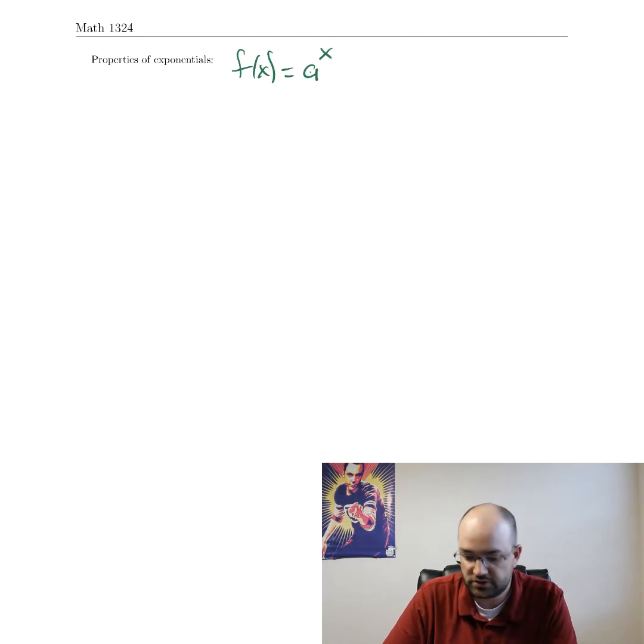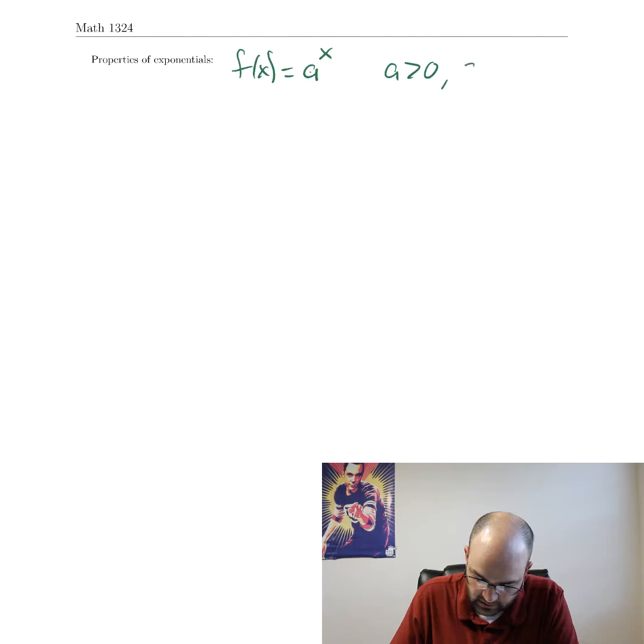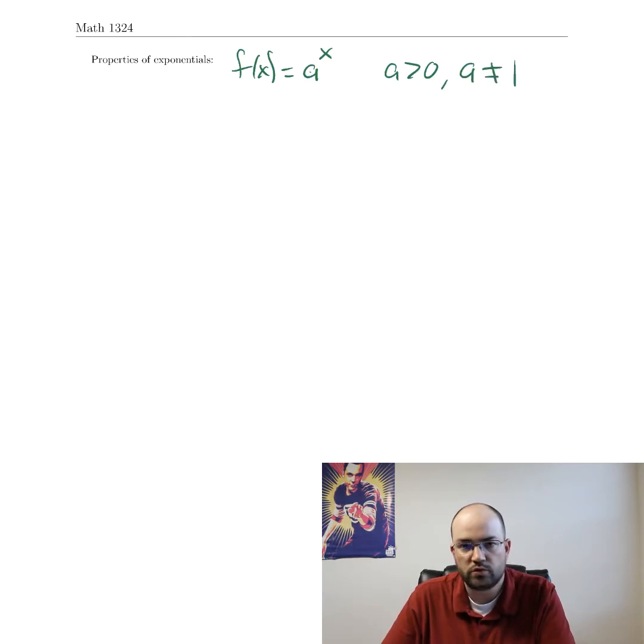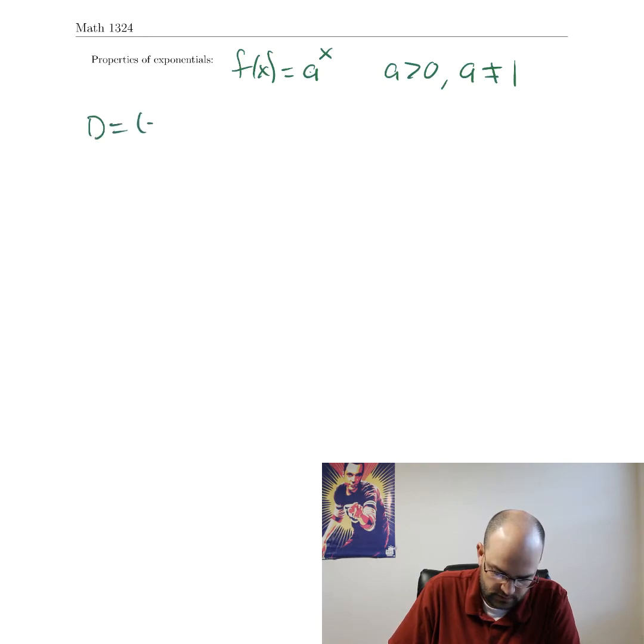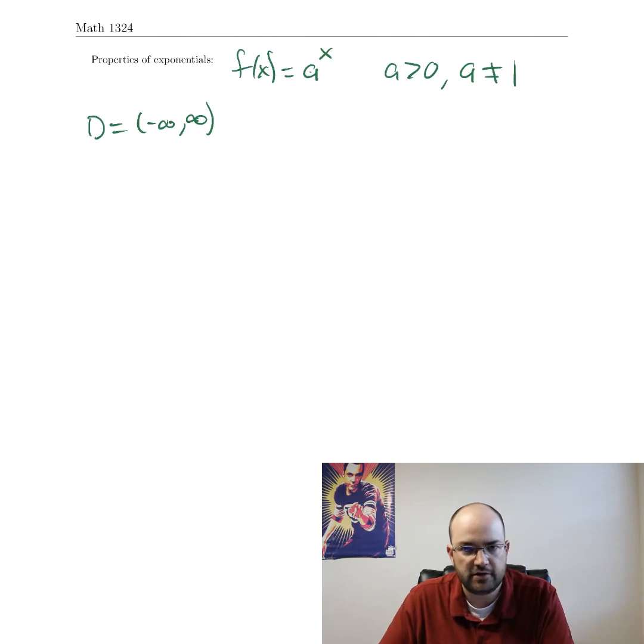Now, there are a couple of conditions: a must be greater than 0 and also not equal to 1, for several reasons, not the least of which is to make sure that we have a domain of all real numbers. In other words, we want to be able to use any x value that we get.